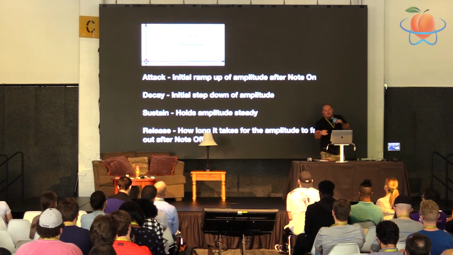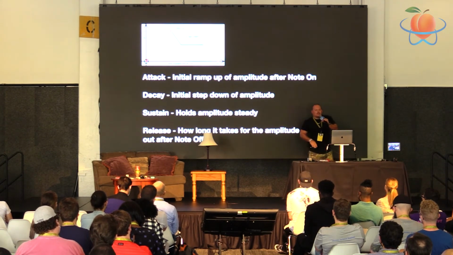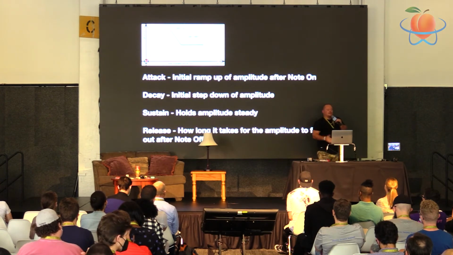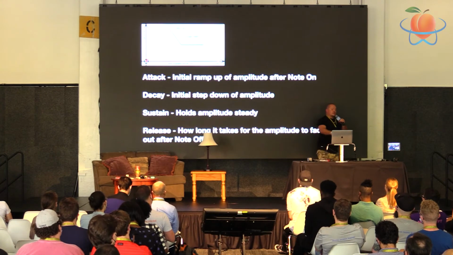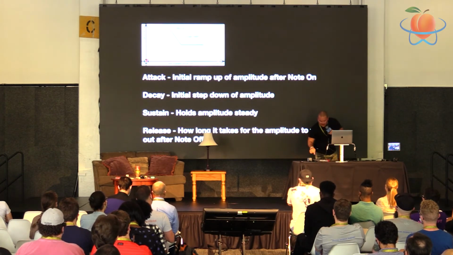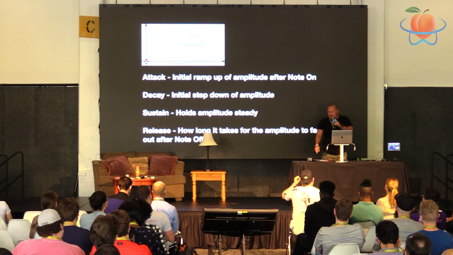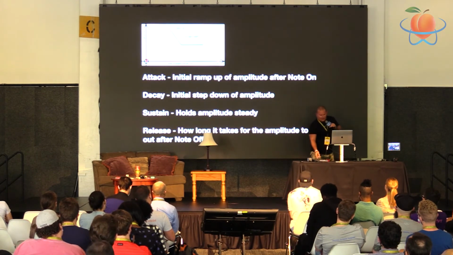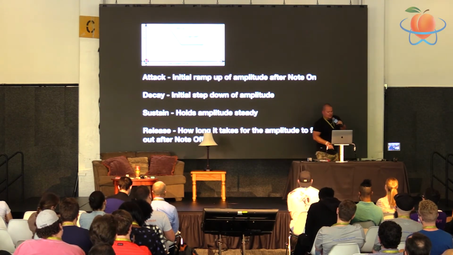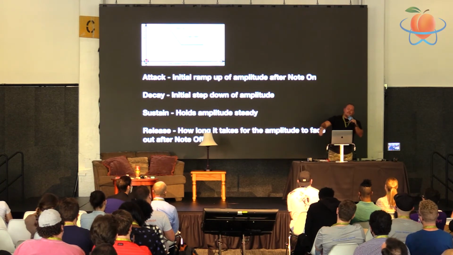The decay is after the attack, after that initial peak volume, that's your automatic drop off. Sustain is if you're holding the key and you continue to hold the key, that's the volume it's going to hold steady at. And then the second your finger comes off the key, that's your release. That's like your fade out.